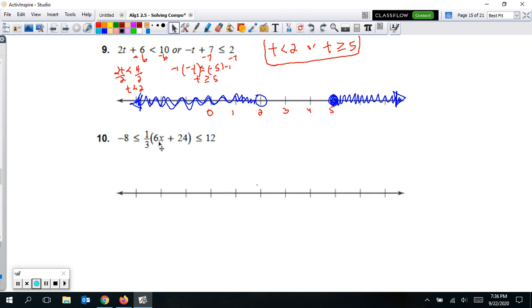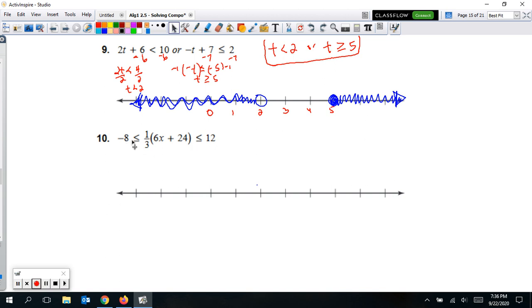Alright, let's move on to number 10. 10 is all one long compound statement. So this is one where the shading is definitely going to be in between. Your x is in between the two inequality symbols. So the first thing we're noticing is a 1/3 in front of this quantity 6x plus 24. So the first thing we need to do is distribute 1/3 into 6x and into 24.